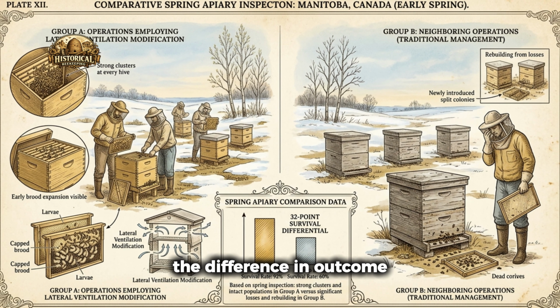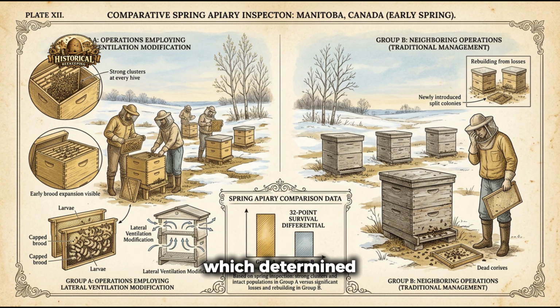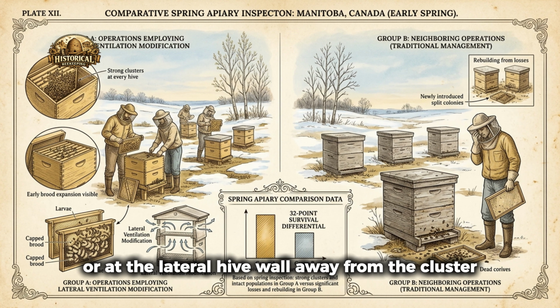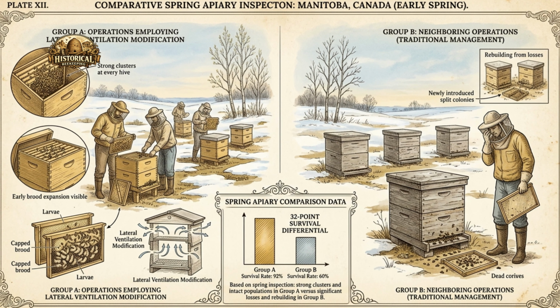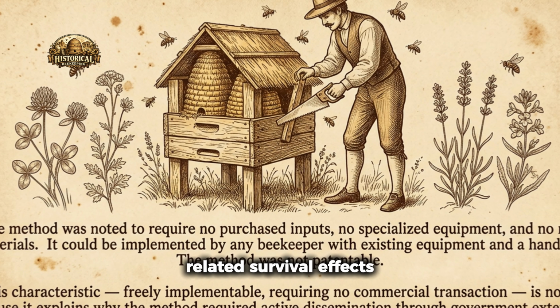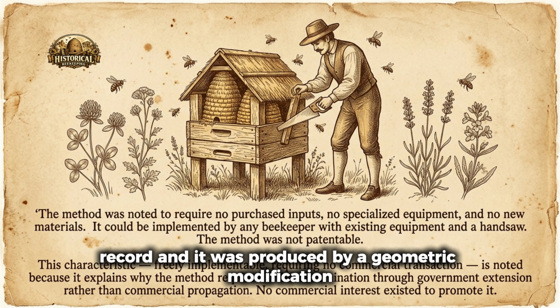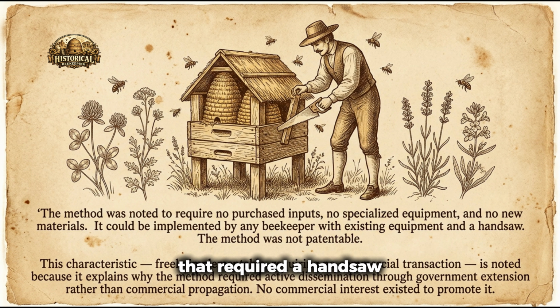The difference in outcome was entirely attributable to the ventilation configuration, which determined whether condensate formed at the inner cover above the cluster or at the lateral hive wall away from the cluster. The 32-point differential is one of the largest ventilation-related survival effects documented in the North American commercial beekeeping record, and it was produced by a geometric modification that required a handsaw and 15 minutes of work per hive.